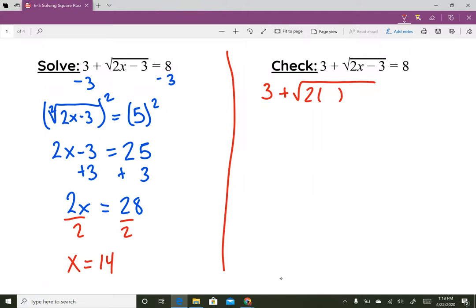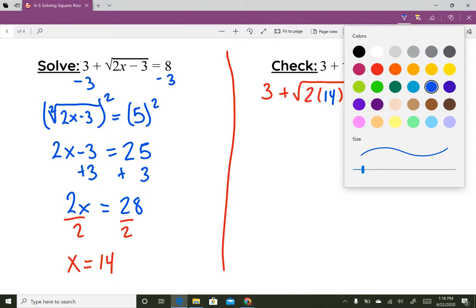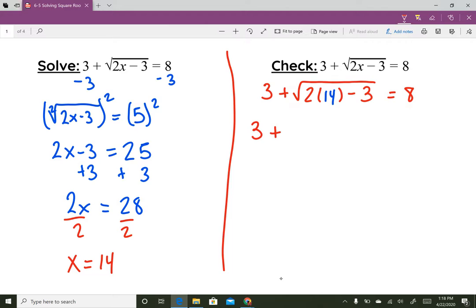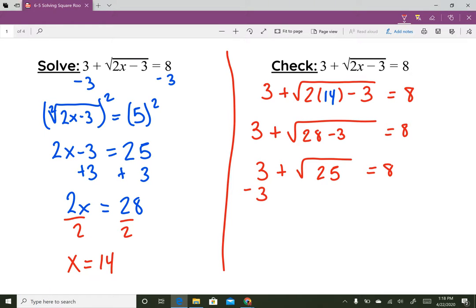2 times, I'm going to put in 14, right? So now anywhere I see an x, I just plugged in 14. So let's just do this out here. I'm following order of operations, PEMDAS. So I'm going to do 2 times 14, which is 28, minus 3 equals 8. Now I have 3 plus the square root of 28 minus 3, which is 25. It's equal to 8. And then I'm going to subtract 3 on both sides. I get the square root of 25.